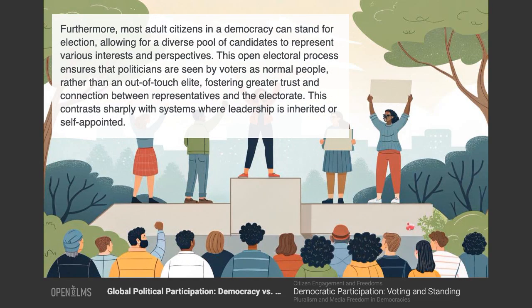Furthermore, most adult citizens in a democracy can stand for election, allowing for a diverse pool of candidates to represent various interests and perspectives. This open electoral process ensures that politicians are seen by voters as normal people, rather than an out-of-touch elite, fostering greater trust and connection between representatives and the electorate. This contrasts sharply with systems where leadership is inherited or self-appointed.